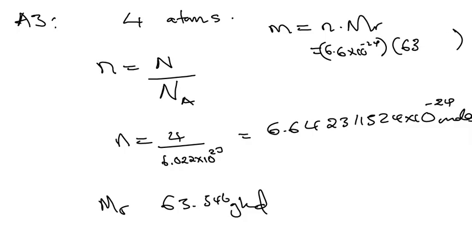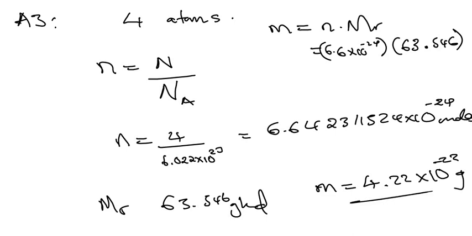So 546. So you're multiplying this by 63.546. So the answer I'm getting, the mass that I'm getting, is simply 4.22 times 10 to the power negative 22 grams. That's the mass that I'm getting.